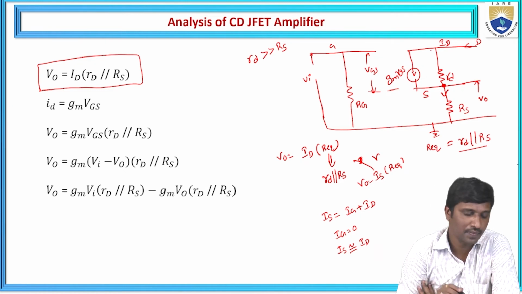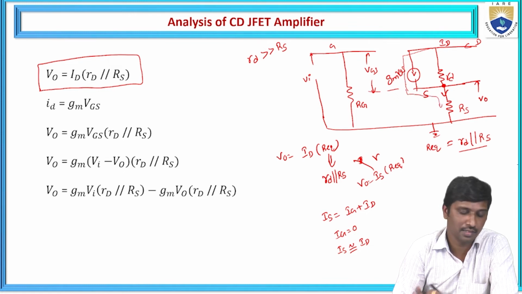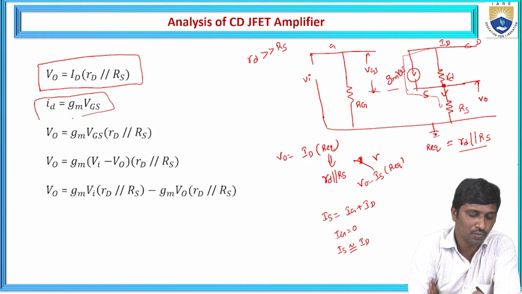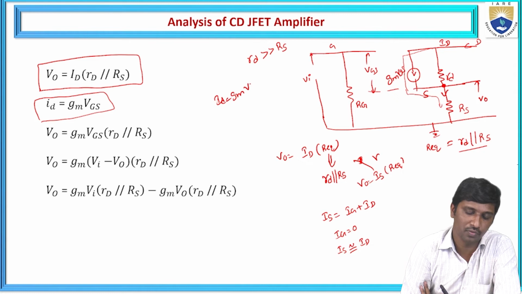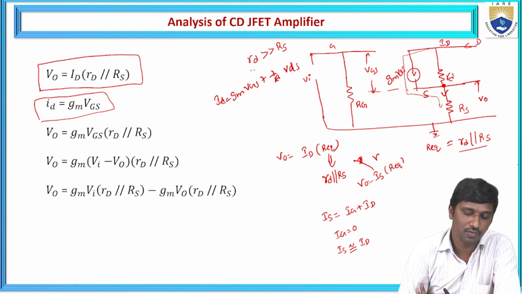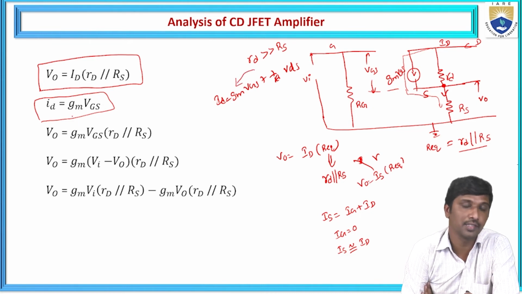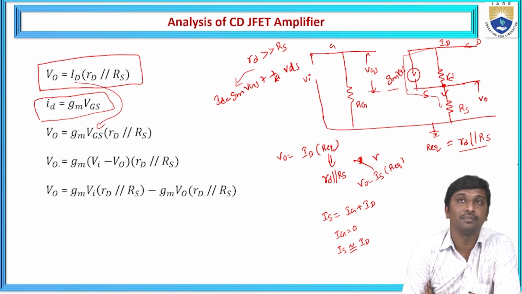So based on that, if I neglect this one, the current is the maximum current flowing through this smaller resistance, through this low side. Hence, I assume this ID is equal to Gm into VGS. From this, ID is equal to Gm into VGS plus 1 by RD into VDS. Hence, I consider this the maximum current flowing through this current source. Hence, ID is equal to Gm VGS. Then I'm going to substitute this in the V naught term. So V naught is equal to Gm into VGS.